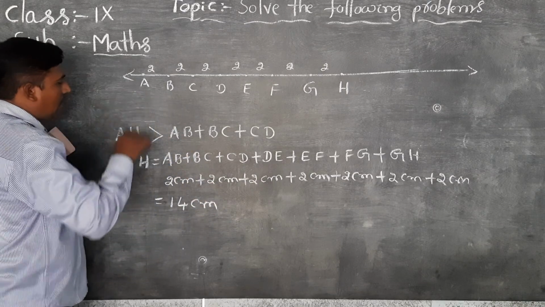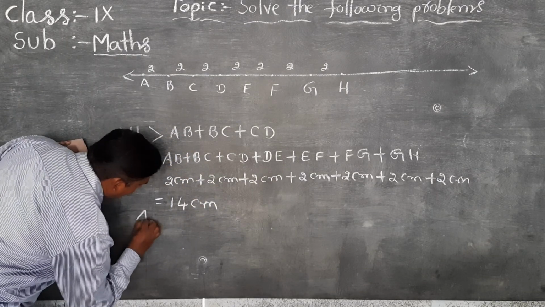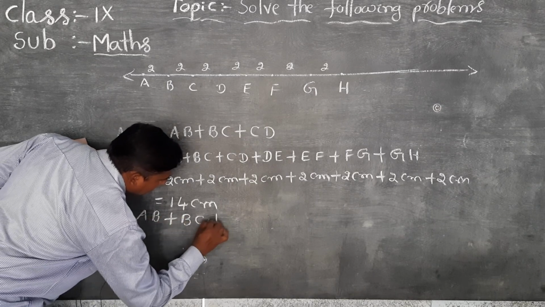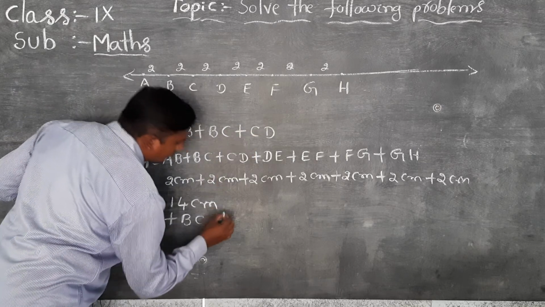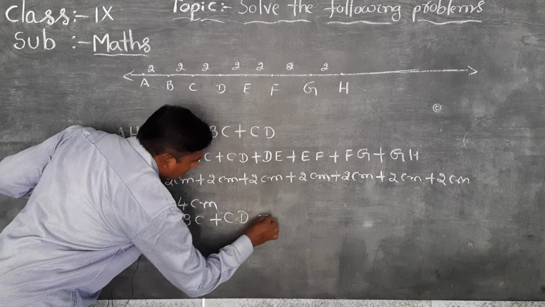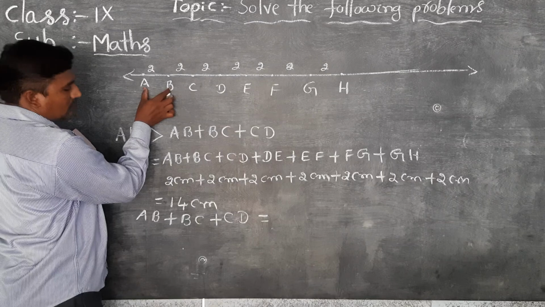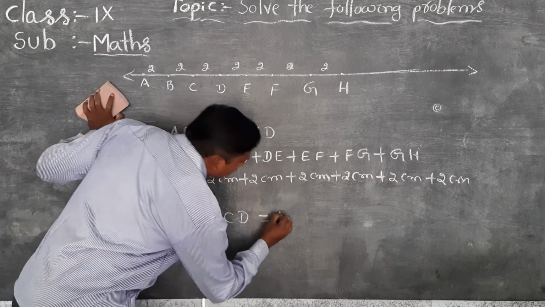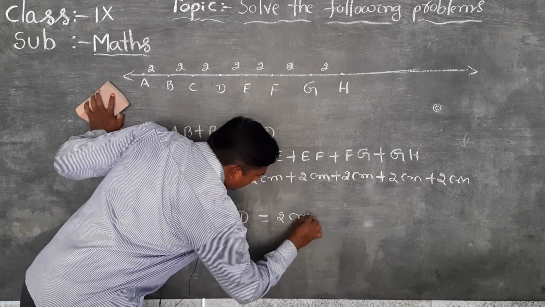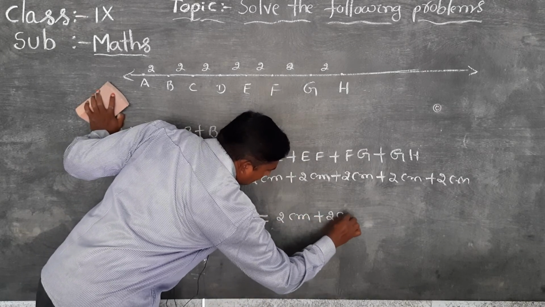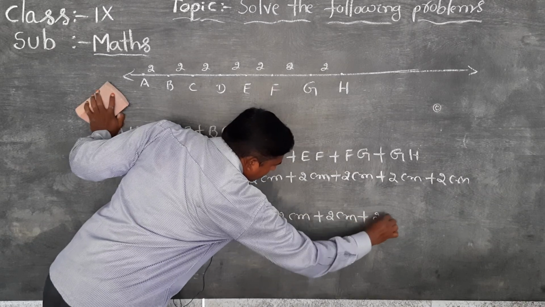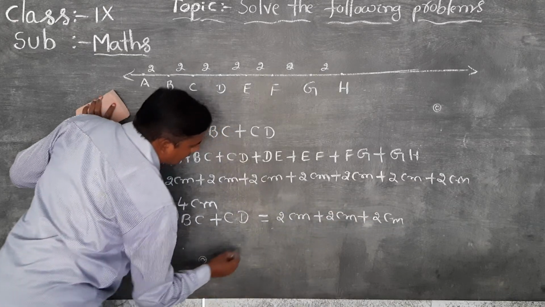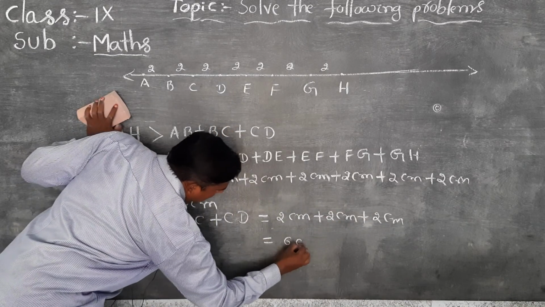Okay, 14 centimeters. Now we are taking AB plus BC plus CD. AB value is 2 centimeters, BC value is 2 centimeters, CD is also 2 centimeters. 2 plus 2 plus 2: 2 plus 2, 4. 4 plus 2, 6. 6 centimeters.